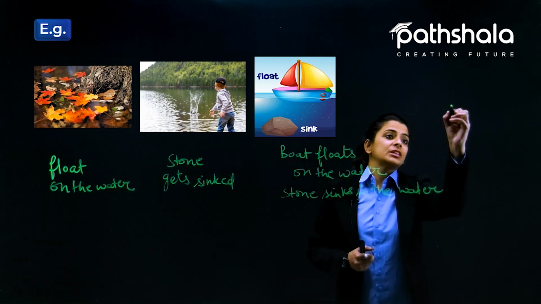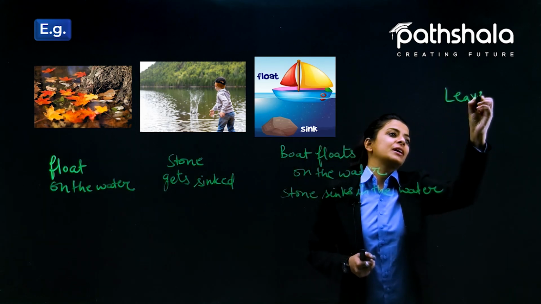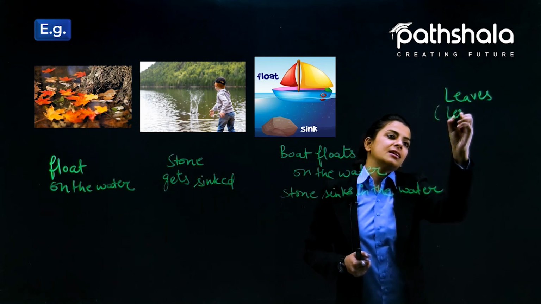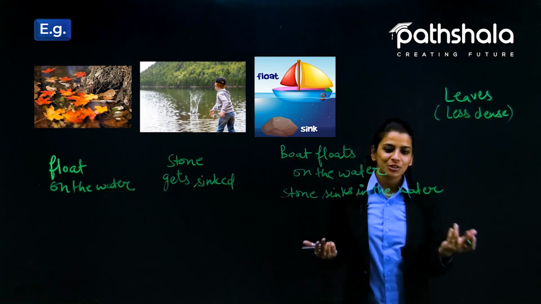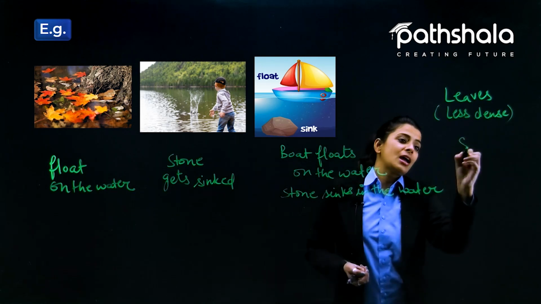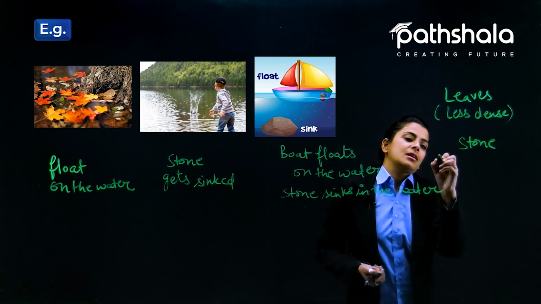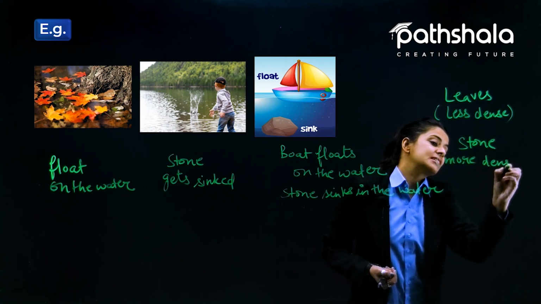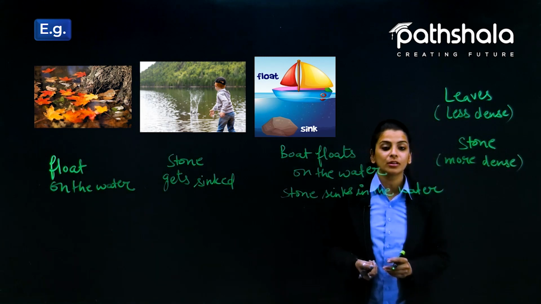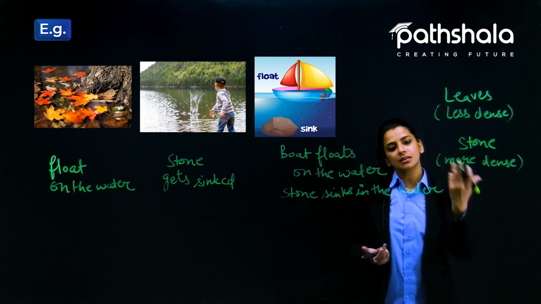So why does it happen? Because जो leaves होती हैं, leaves have less density, they are less dense than water. So they float naturally. Stone क्या होते हैं कैसे? More dense than water. More dense means उनका weight ज्यादा होता है compared to the water. So they tend to sink in the water.